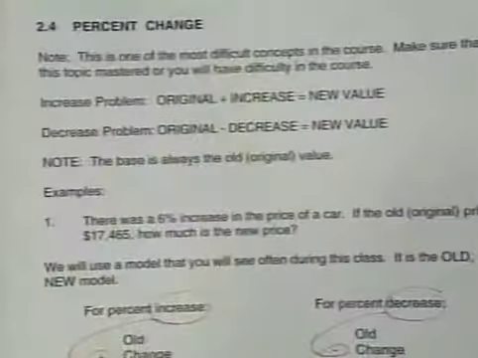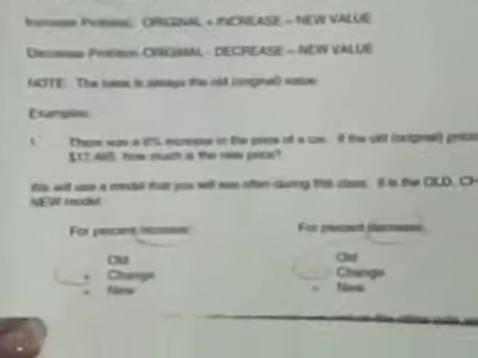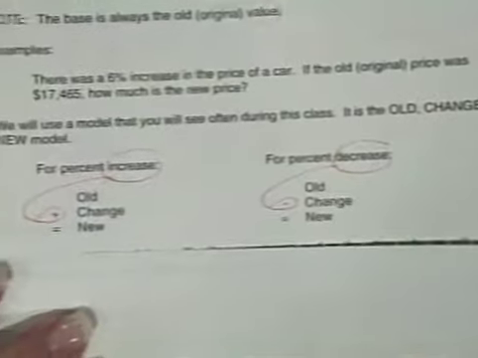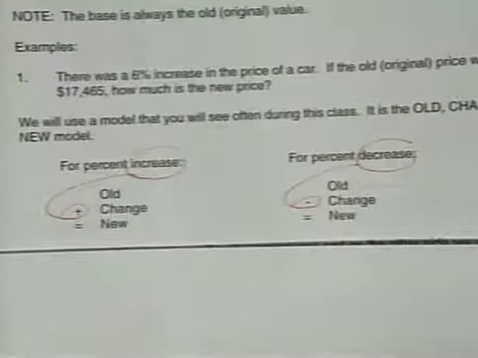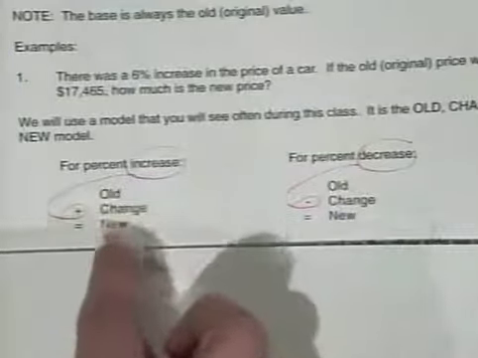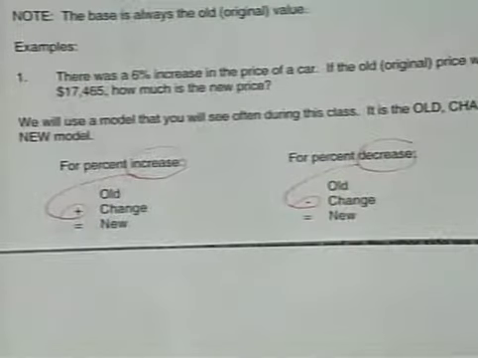And what you're going to need when we set each one of these up is to figure out what the base is, and realize that that goes by the word old. Original. Okay? We are going to use a new model. It's here on your handout when we work with percent increases and percent decreases. We're always going to begin by writing the word old, change, new right down the middle of our paper.